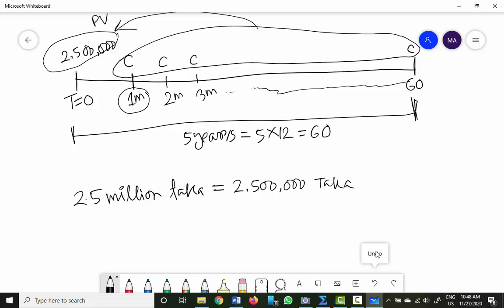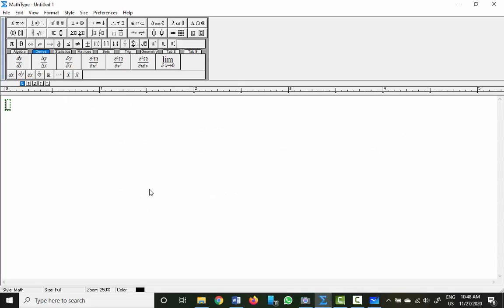Right. So the present value of this annuity is given. This is the annuity, and the present value of this annuity is 2.5 million taka. We just need to find out the value of C. Since the present value of annuity is given, we need to use the present value of annuity formula.